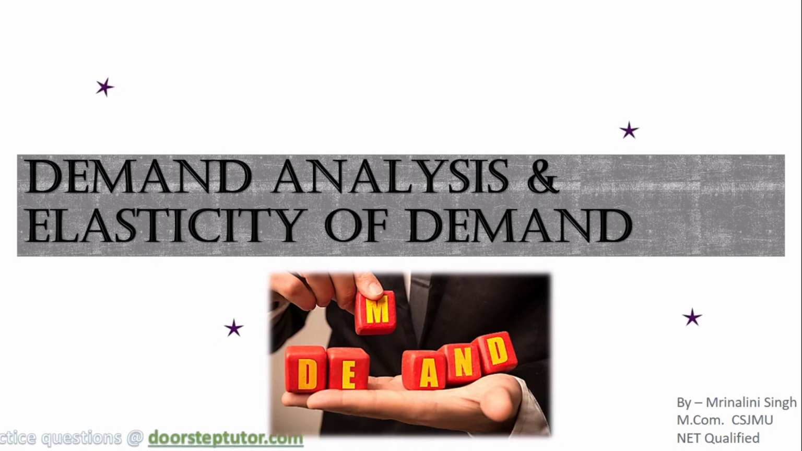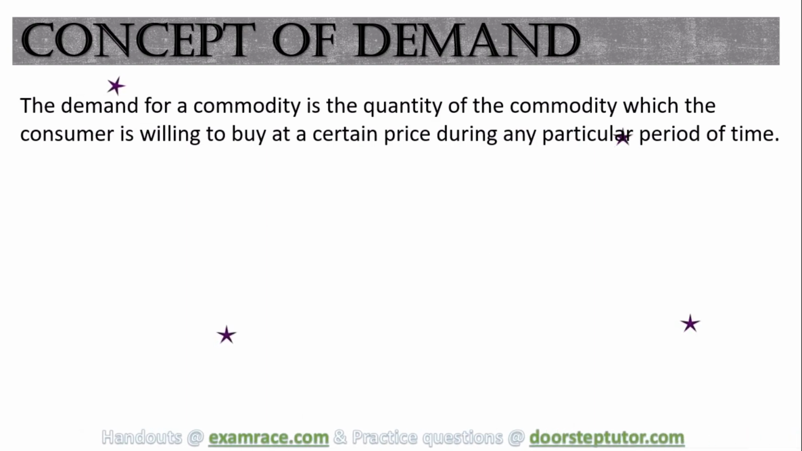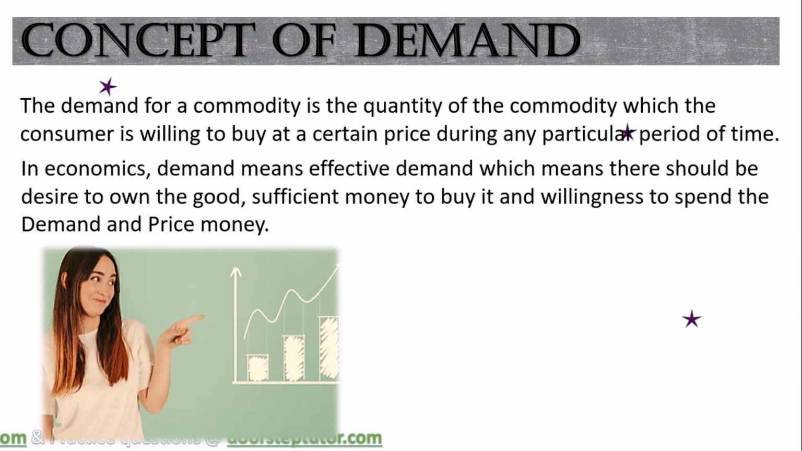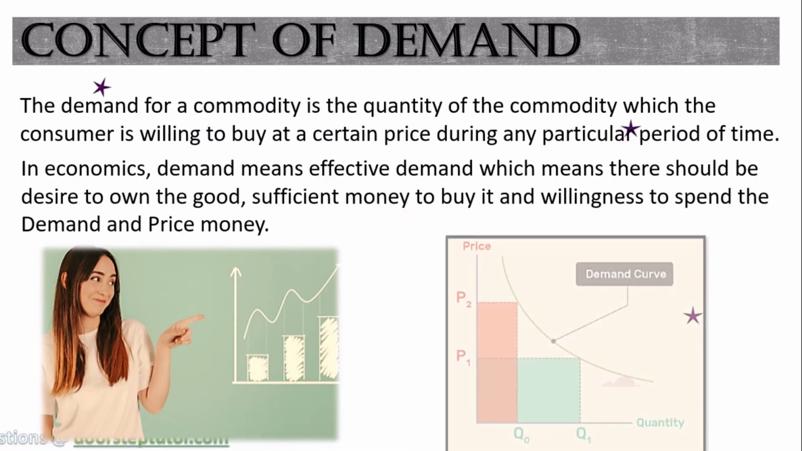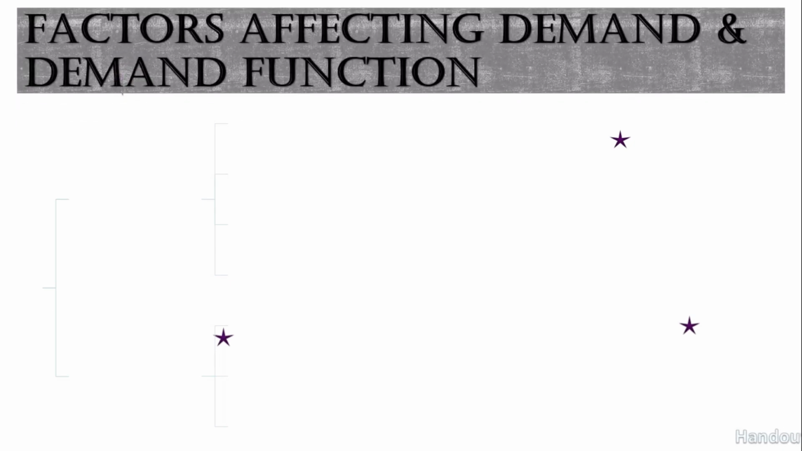Moving on to the concept of demand. The concept of demand includes the definition and nature of demand, whereby demand refers to the quantity of the commodity which a consumer is willing to buy at a particular price during a particular period of time. For example, a consumer demands 2 kg of wheat in a month at a price of rupees 20 per kg is a demand statement.